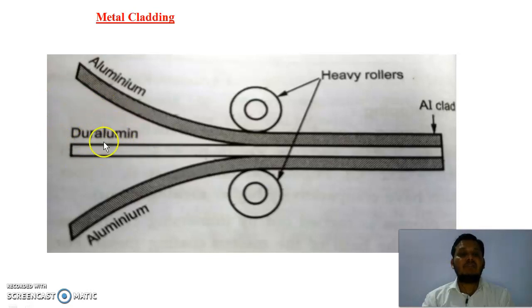So mostly this duralumin type of steel or alloy is useful in the aircraft industry because it is very tough material as well as it is lightweight material. That's why it is used in aircraft industry, right?